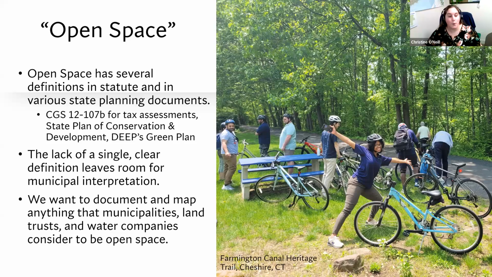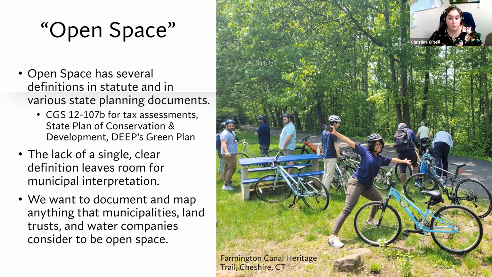Okay, so open space itself is defined in the Connecticut General Statutes for the purpose of property tax assessments. It's also referenced in several other statutes related to land use, conservation commissions, and public parks. Open space is also discussed in policy and planning documents like the State Plan of Conservation and Development and the Connecticut Deep Green Plan. So there's really no single definitive source for a definition of open space that applies across these different sectors. Because of this room for interpretation, towns might delineate and track their open space a little differently.